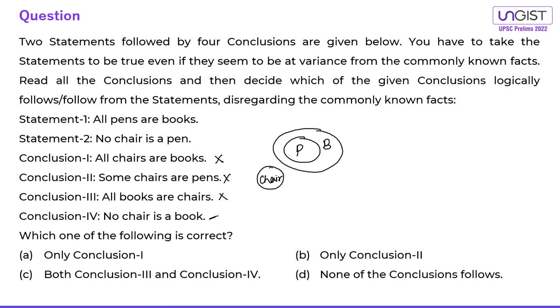But anyways, let's come to the options. Which one of the following is correct? Only conclusion 1? No. Only conclusion 2? No. Both conclusion 3 and conclusion 4? No, it is also not correct. None of the conclusions follow. See everyone, according to the given options, we can say none of the conclusions follow, because the first three conclusions are not following, that is for sure. Okay, everyone. Now let's move to the next question.